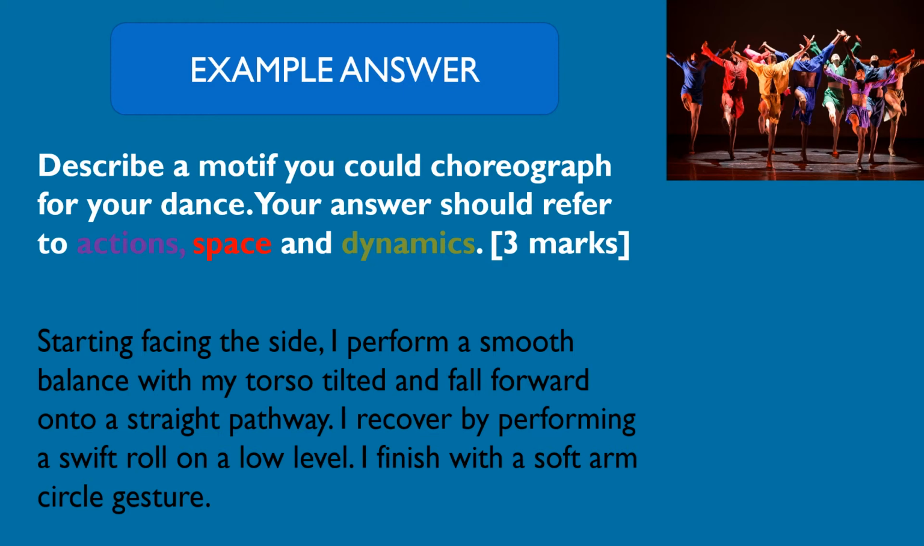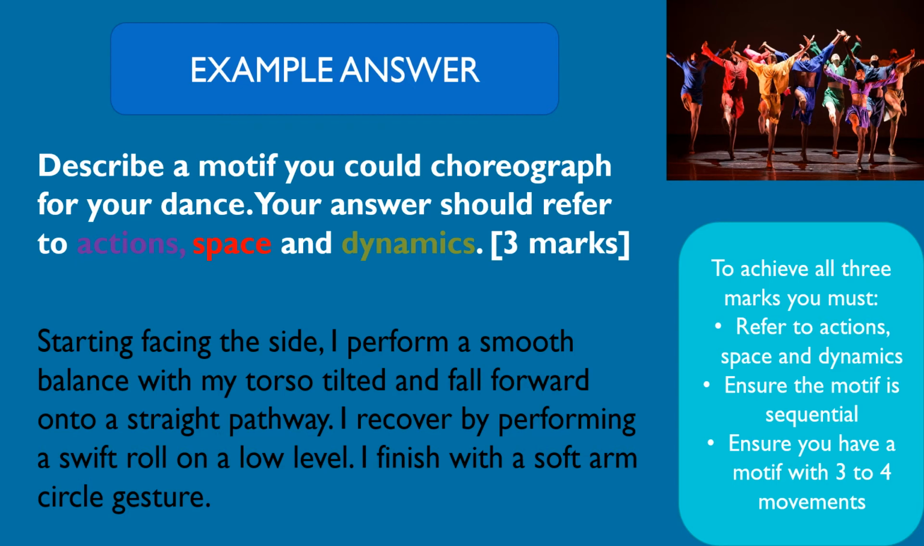Whereas this example, starting facing the side, great, straight away we're facing the side. Perform a smooth balance, lovely, with my torso tilted. Fall forward onto a straight pathway, recover by performing a swift roll on a low level, and finish with a soft arm circle gesture. You could dance that easily. Simple instructions. Let's find the different actions, the different space, and the different dynamics within this answer.